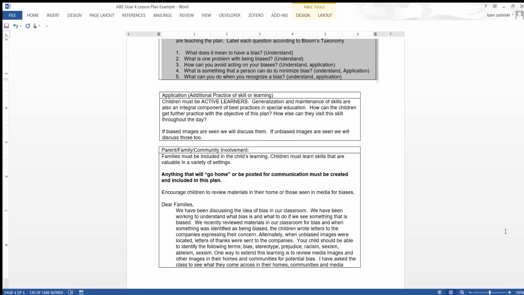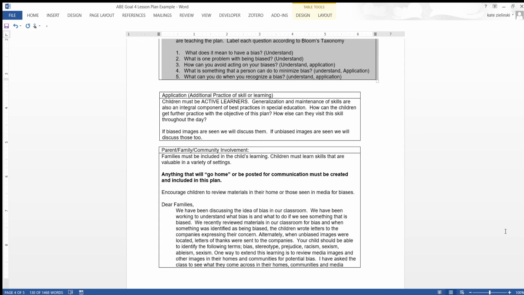So I said for my application, if biased images are seen, we will discuss them. If unbiased images are seen, we will discuss them too. So simply throughout the day, our school days together, if we see something that's biased or unbiased, we'll just address it, right? We'll start to get better at it. We'll practice at it. For older kids, homework can be an example of application.